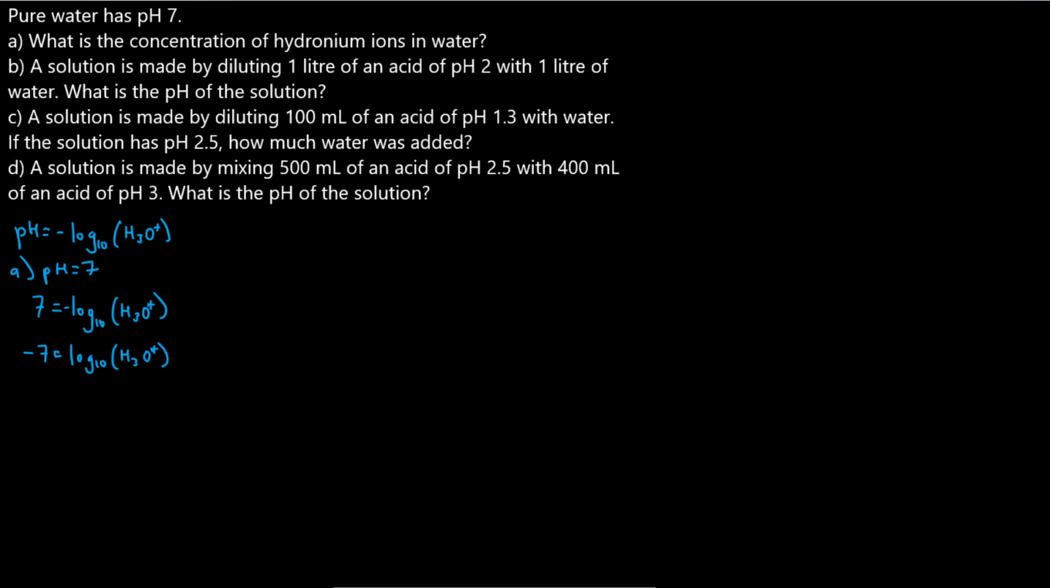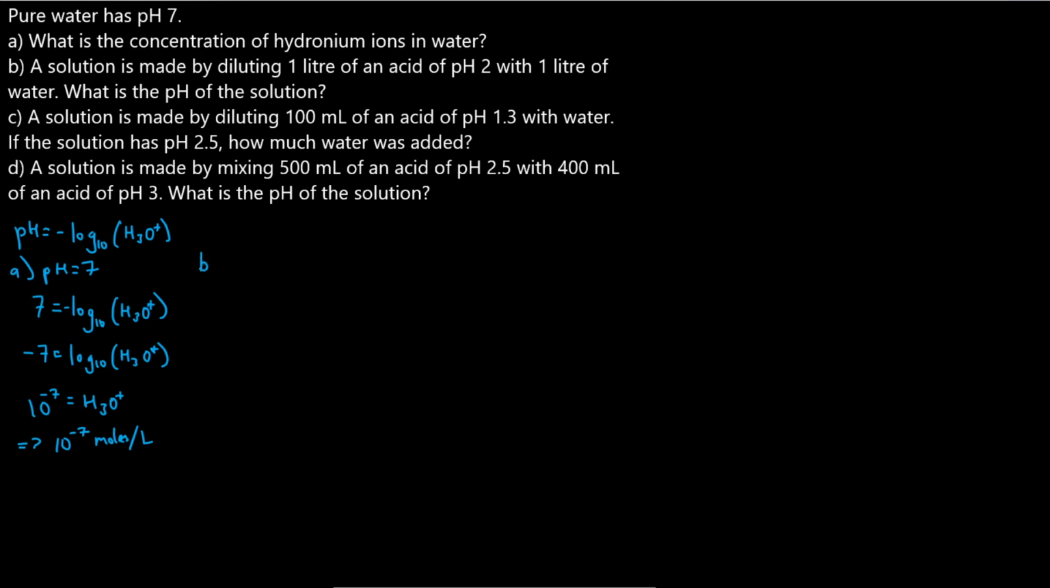H3O plus. And then we want to get rid of that log, so 10 to the negative 7 equals H3O plus. And this just means that there is 10 to the negative 7 moles per liter. Moles is just a term for the amount of molecules of whatever particular molecule you're looking at, in this case hydronium. And that's question A done. The concentration is 10 to the negative 7 moles per liter.